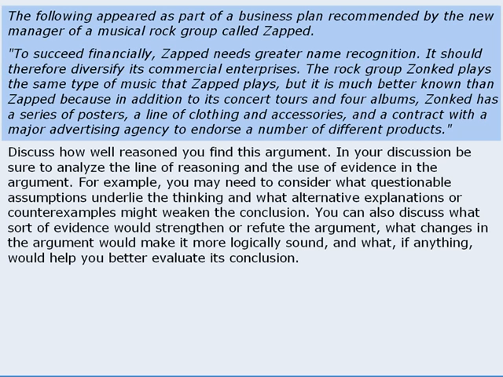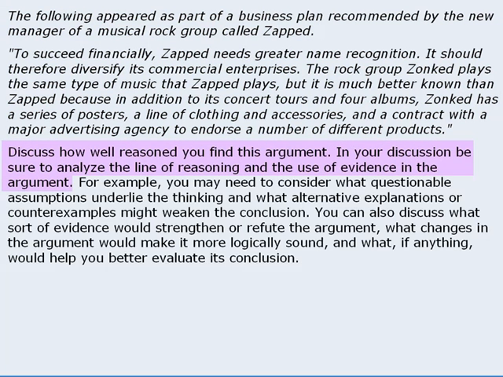Here the author takes information about one musical group and makes conclusions about how a different musical group can become more financially viable. The instructions tell you to analyze the line of reasoning and the use of evidence in the argument. This means identifying questionable assumptions and providing alternative explanations or counterexamples that could weaken the conclusion.